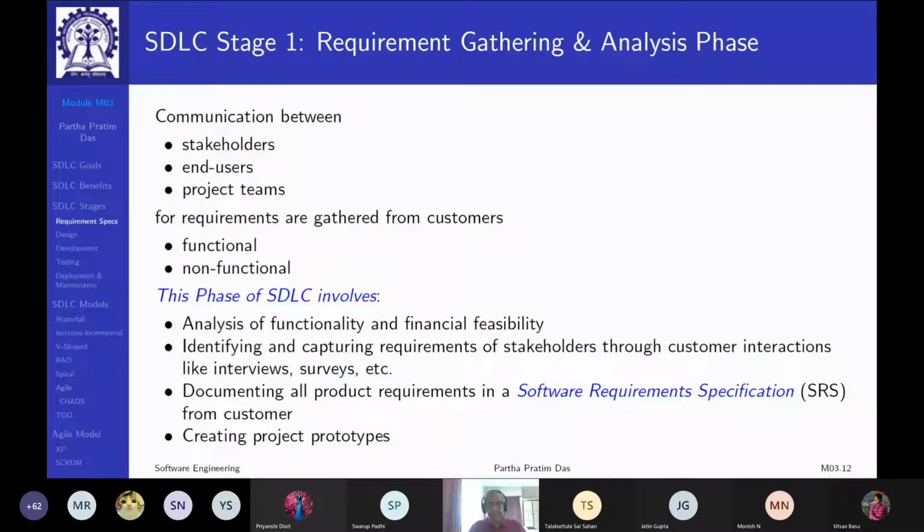Now, what is the difference between functional and non-functional? A functional requirement is what the software should do, right? Let's talk about Microsoft Word. The functional requirements are that it is a text editor which has several ways of formatting, referencing.